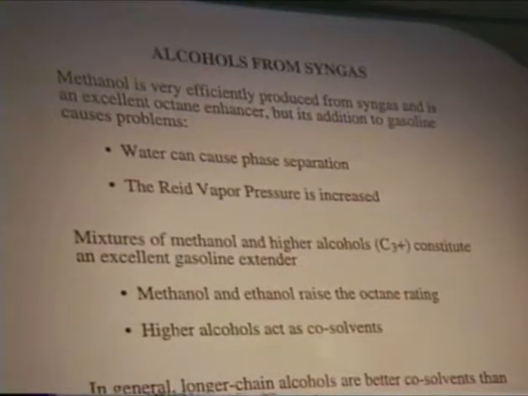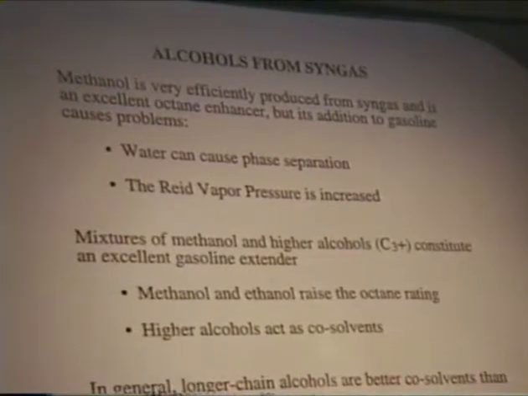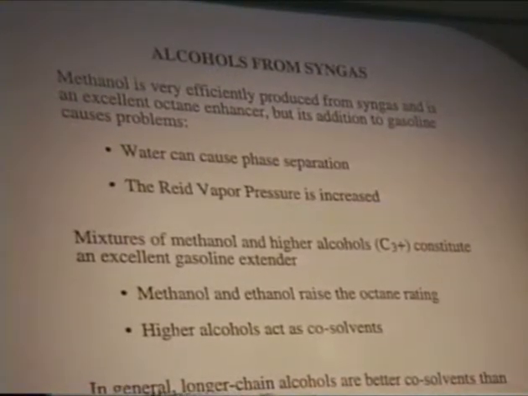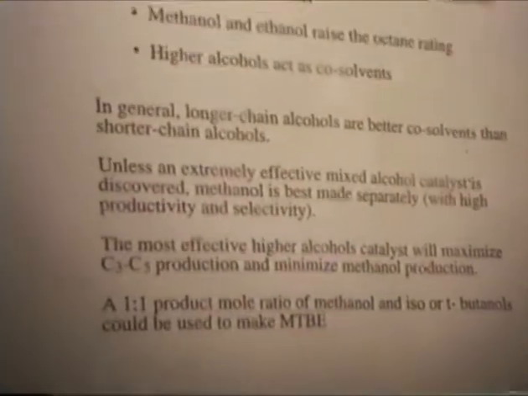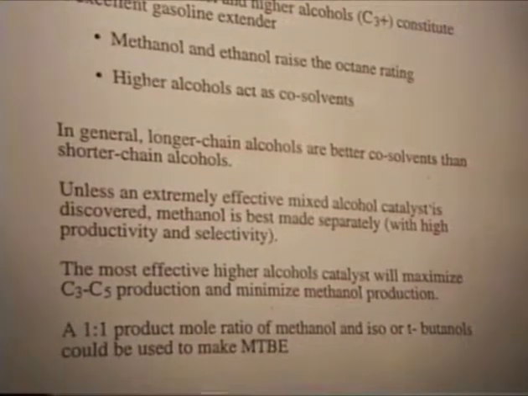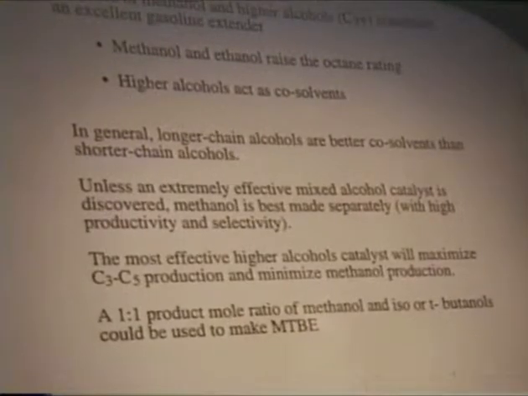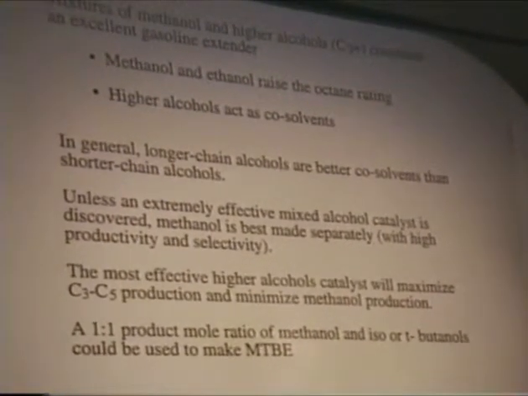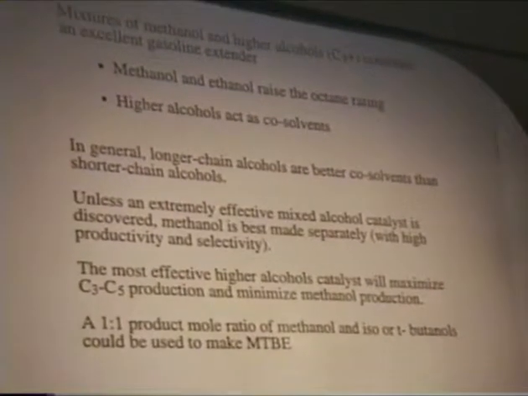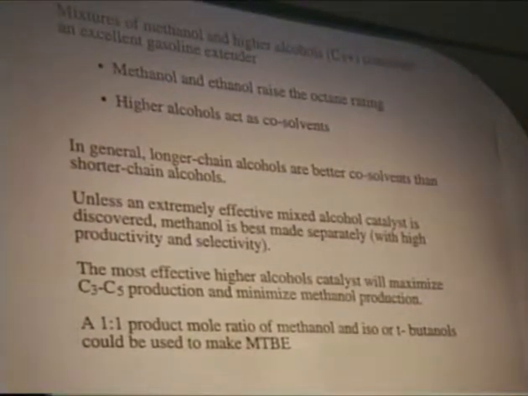However, unless an extremely effective and efficient mixed alcohols catalyst is discovered, methanol is still best made separately, with very high efficiencies and selectivities. I'm going to raise this up for those of you in the back, because I know it's difficult to see from back there. The most effective higher alcohol catalysts are those that maximize the higher alcohol productivity and minimize the methanol formation. And you might imagine that an ideal product mix, and I put that forward just as a target to shoot for, will be one where you could make a 1-to-1 mole% mix of methanol and iso or tertiary butanol that you could then react downstream to make MTBE.